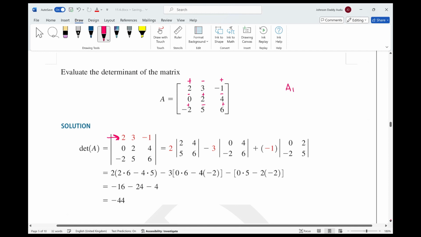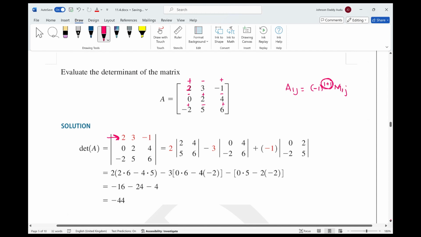Remember, the cofactor itself, Aij, is (-1)^(i+j) Mij. So it depends on what i plus j is. If i plus j is even, then it's going to be positive. If i plus j is odd, it's going to be negative. So that is why we have these signs here. In this case, for this element 2, we know i plus j is even because i is 1, j is 1. So that is why we have positive. So just take the 2 only.